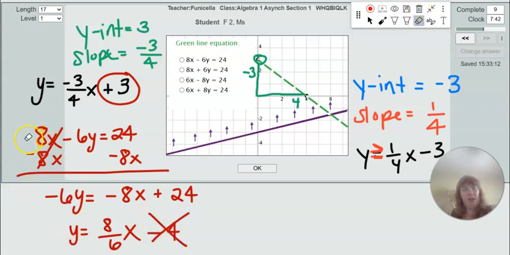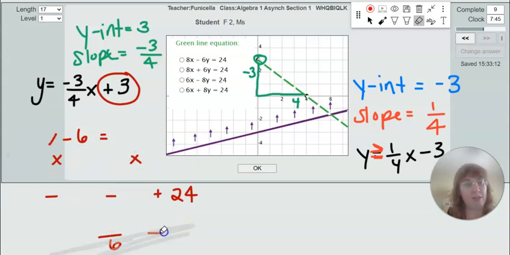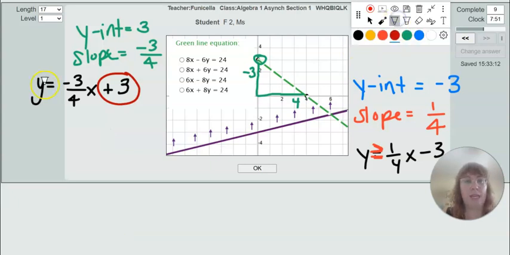So let's try the next equation. Okay, so B, I actually don't think that's going to work either, because it still has an 8x and a 6y, so we're not going to divide to get the right numbers. So let's actually look at C.